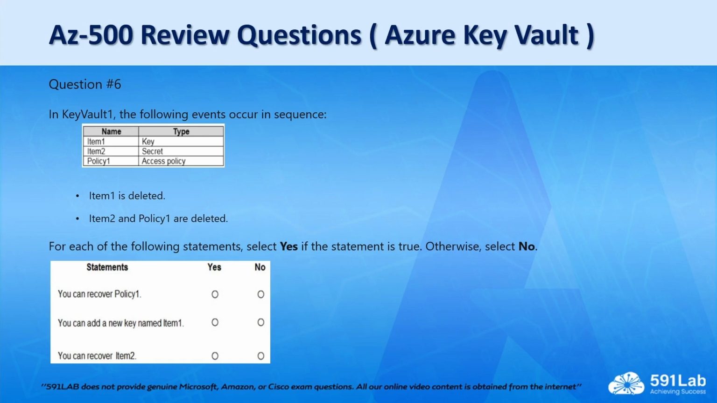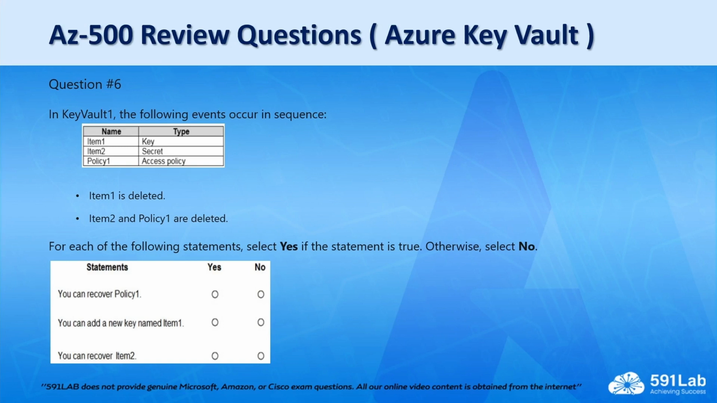Item 1 is basically a key, item 2 is a secret and policy 1 is a policy. So can we recover a policy? No, we cannot recover a policy. Second, you can add a new key named item 1. So here item 1 is deleted. But after that, can we add another key with the same name item 1? No. Why? Because item 1 is deleted, but it is still in the managed deleted section. Anybody can restore it. So until it is forcefully purged from the Key Vault, we cannot create a key with the same name.